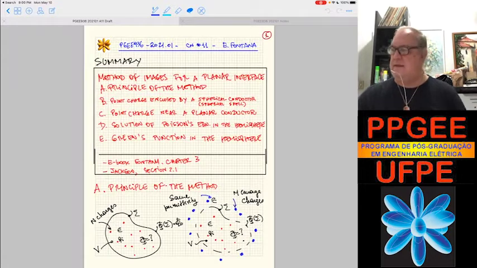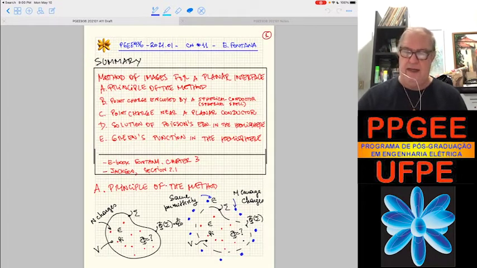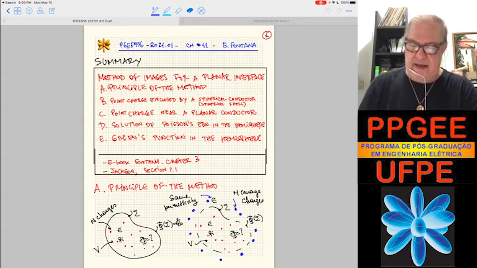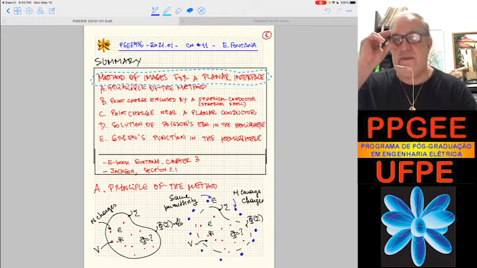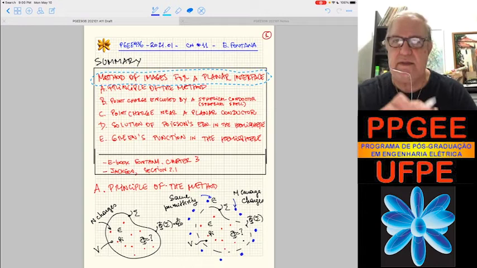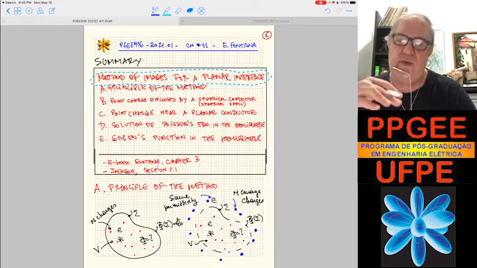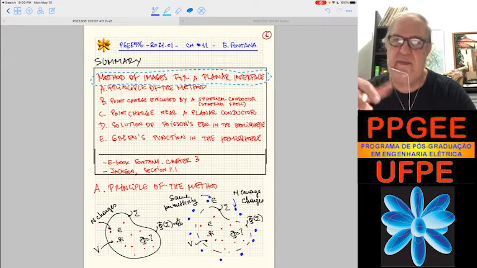Okay, let's start our lecture number 11, and we are going to look into the method of images. In principle, we are going to talk about the method in general, and we are going to apply it for a planar boundary.